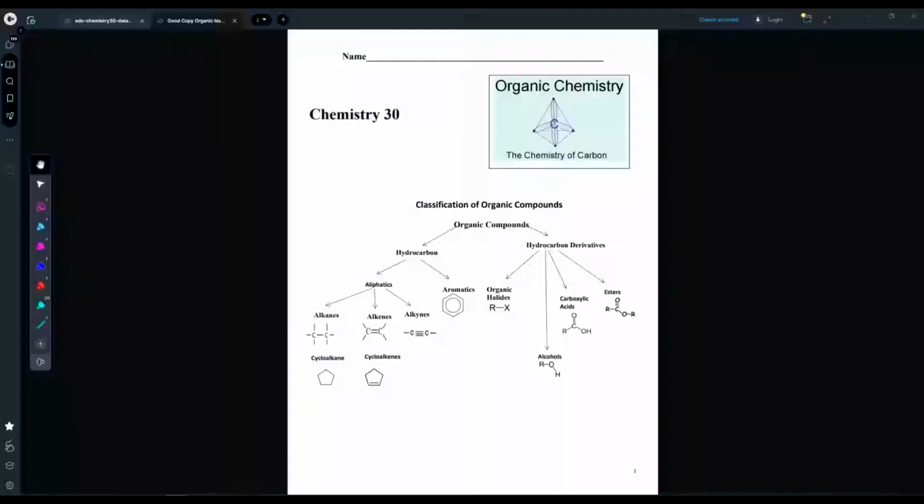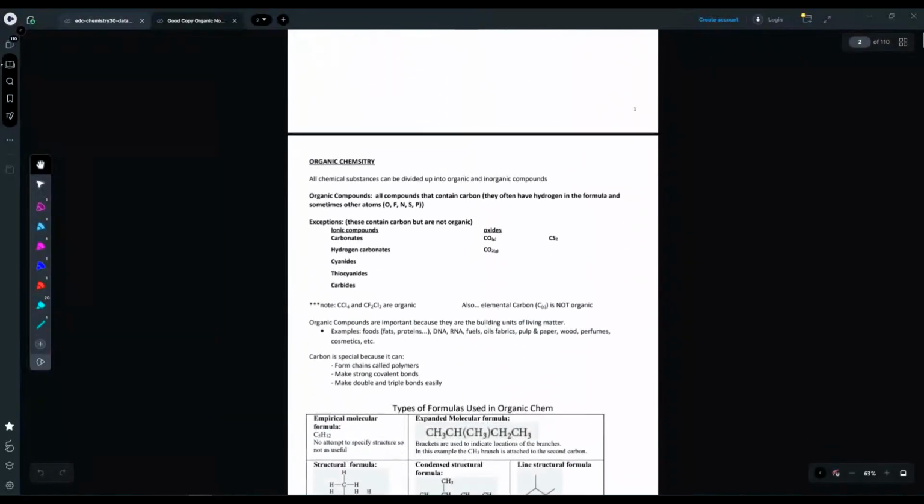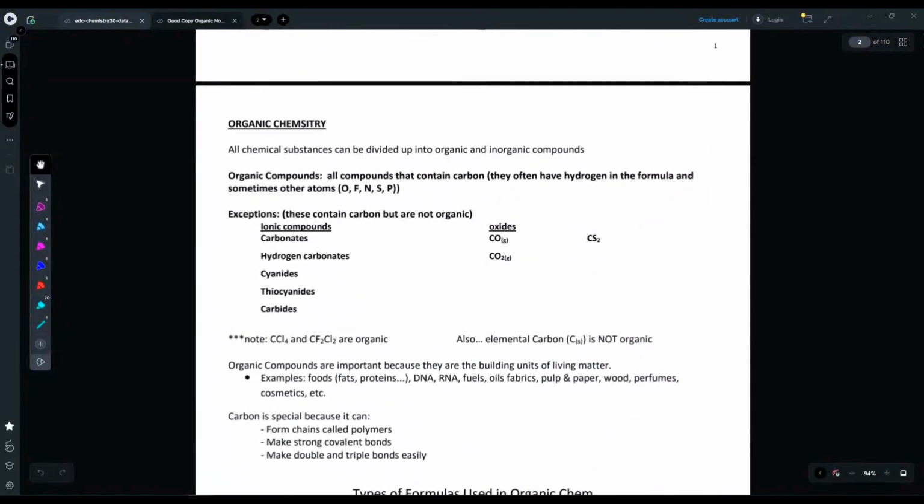All right, so welcome to the organic chemistry unit of Chemistry 30. Today what we're going to get into is distinguishing between organic and inorganic compounds. We'll get into the types of formulas that we're commonly going to be using in this course, and we're also going to get into naming as well as drawing alkanes.